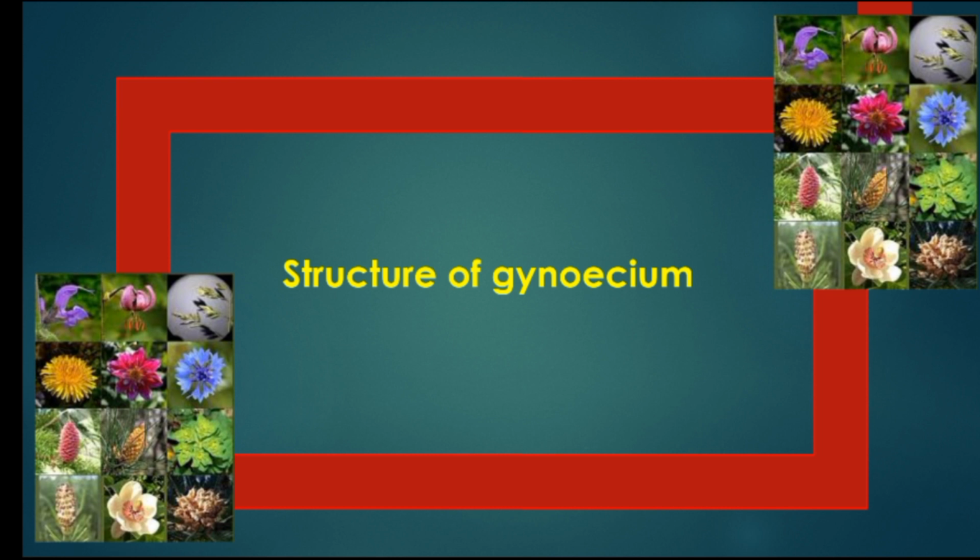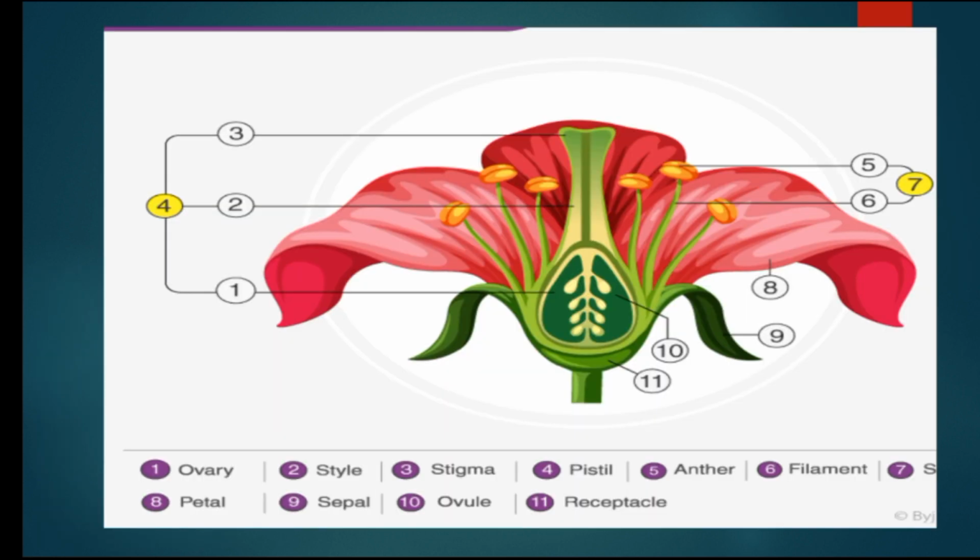The gynoecium is composed of or consists of one or more functional units called carpel or pistil. Means the single member of the gynoecium is called carpel or pistil. Now see these slides. This shows the different parts of the carpels or the gynoecium. So gynoecium consists of three main parts.